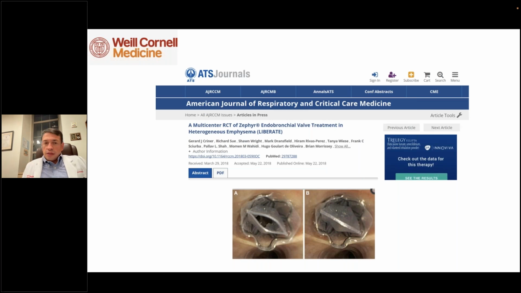So the LIBERATE trial is an important trial to read and be familiar with, because this was the trial that pushed the Pulmonx Zephyr valves through the FDA and granted approval at the end of 2018. This was a trial published in the Blue Journal, a randomized trial looking at patients with upper lobe predominant heterogeneous emphysema.